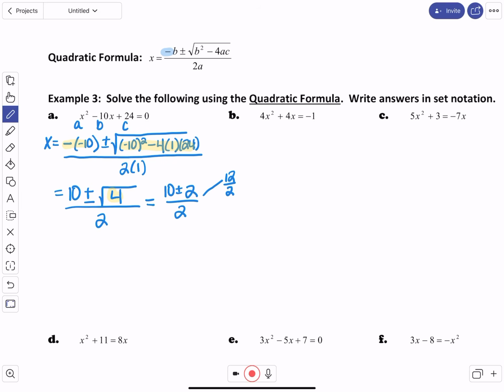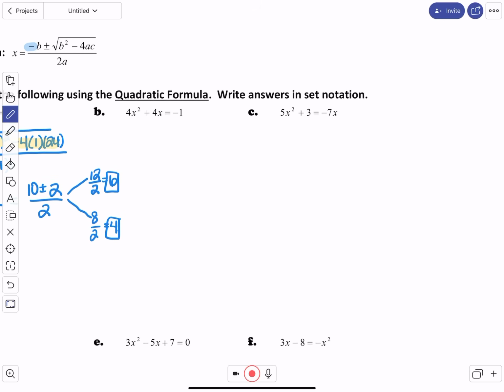And I got 12 divided by 2. And then 10 minus 2 is going to be 8. And I've got 8 divided by 2. And then, of course, I'm going to reduce those fractions. 12 divided by 2 is 6. And 8 divided by 2 is 4. So those are my 2 answers using quadratic formula. Okay, moving on to B.